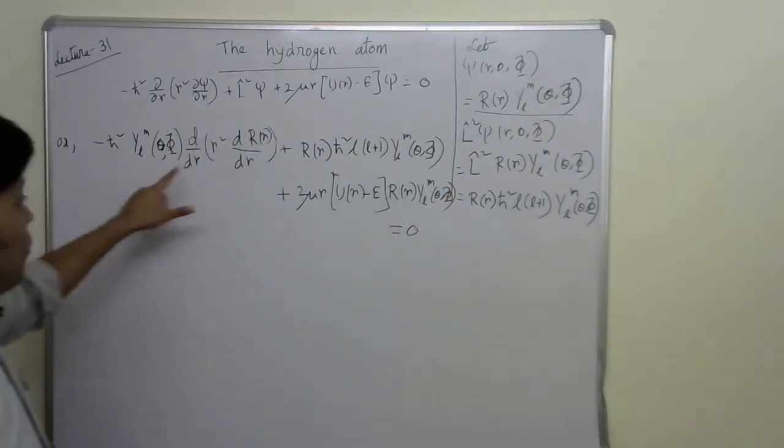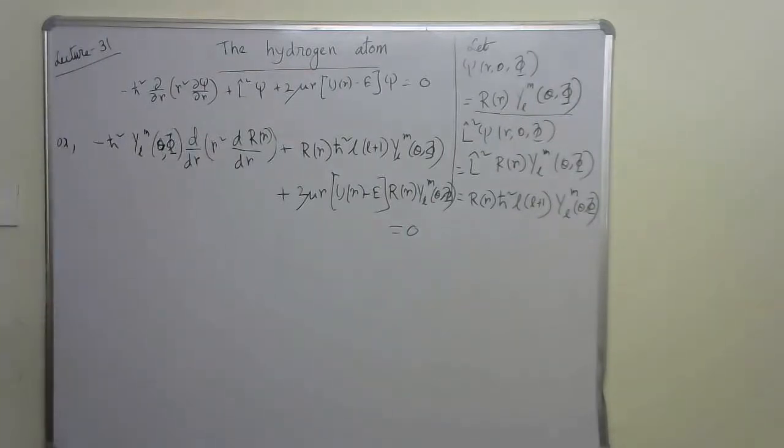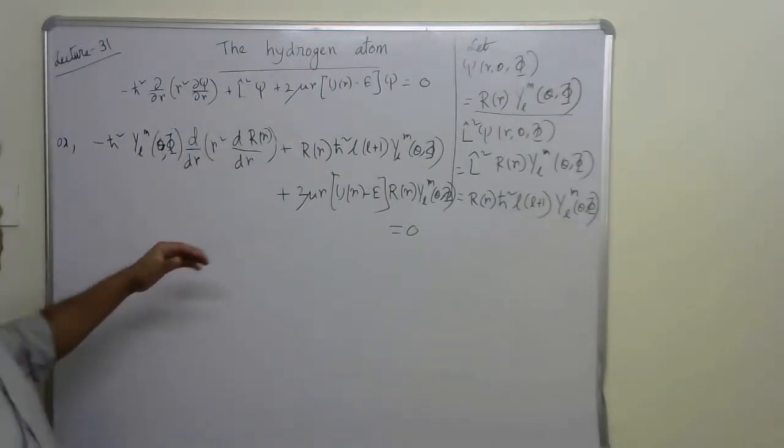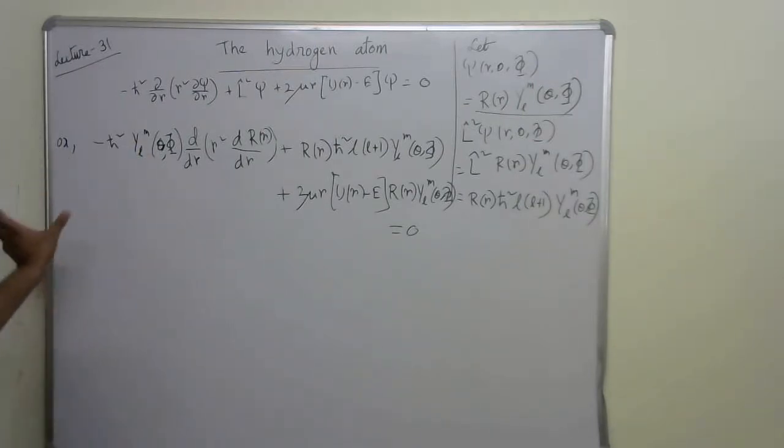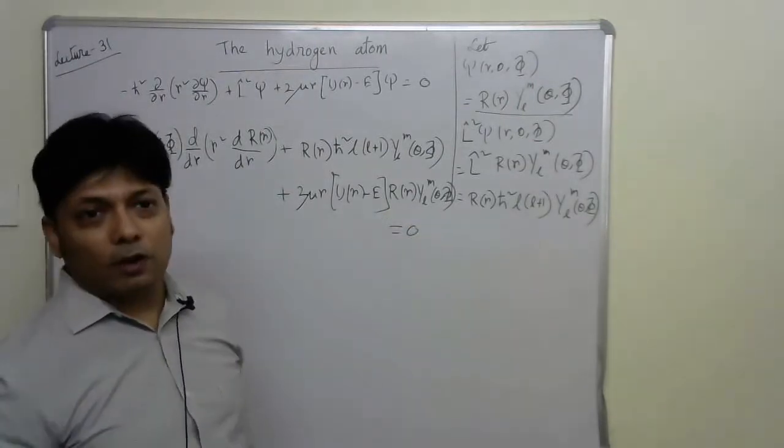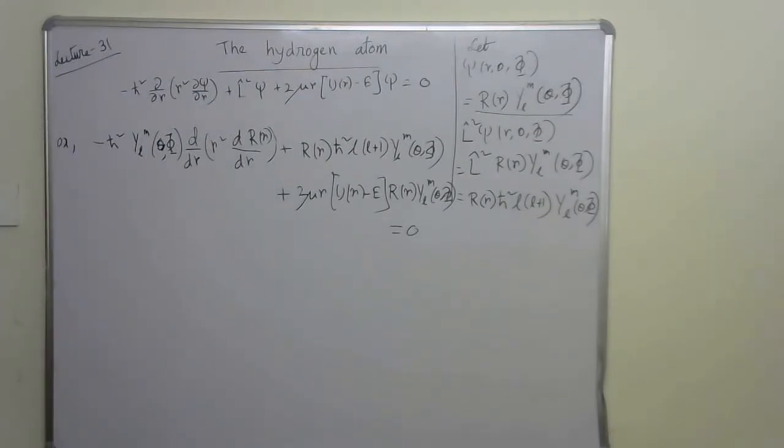So now we have this equation. Once again, what we should do now is divide the left hand side by R Y l m theta phi. That's exactly what we do.